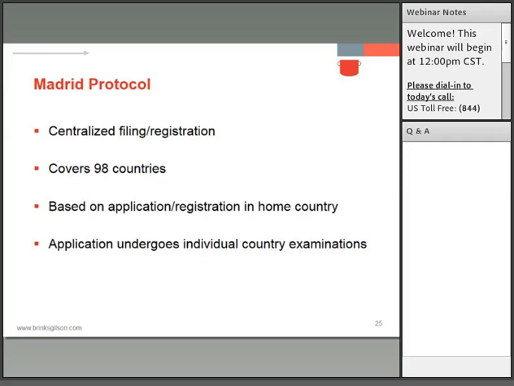While each Madrid filing is based on the client's home country, each filing will undergo individual country examinations. As a result, the client may obtain registrations for its mark without issue in certain countries, but wait several years for the same registration in others. Moreover, the client should again consider the value of preliminary and in some instances, as we've discussed, full searches in its countries of interest.